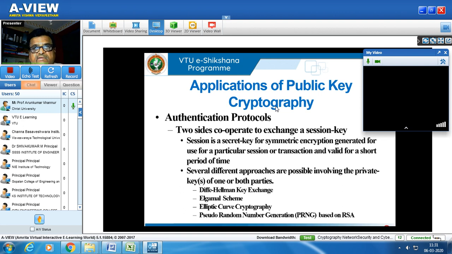level, it is a private and public key combination of public key encryption. So several different approaches are possible involving the private key of one or both parties.